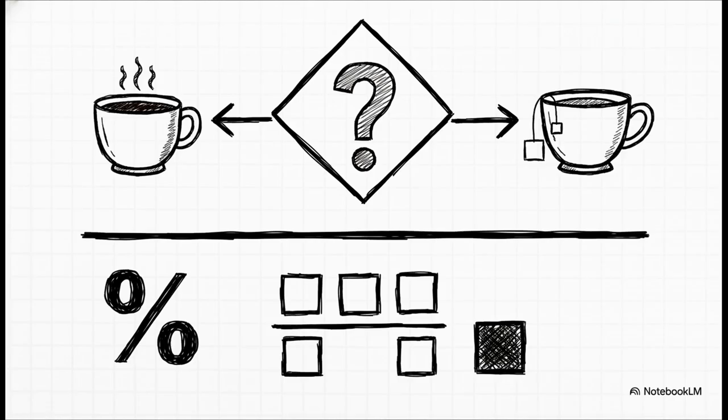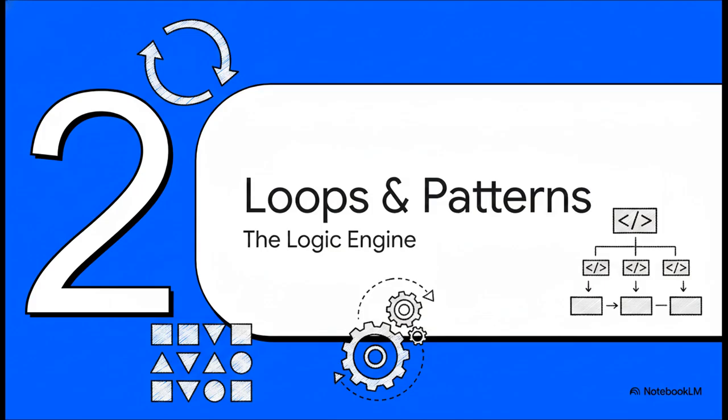And while we're talking about essential operations, take a look at the modulo operator at the bottom there, represented by that % sign. It simply gives you the remainder of a division. It might look super basic right now, but trust me, it is a critical tool for classic interview questions, like finding a unique element or just checking if a number is even or odd. Moving right along to Section 2, loops and pattern printing. This is what we call the logic engine.